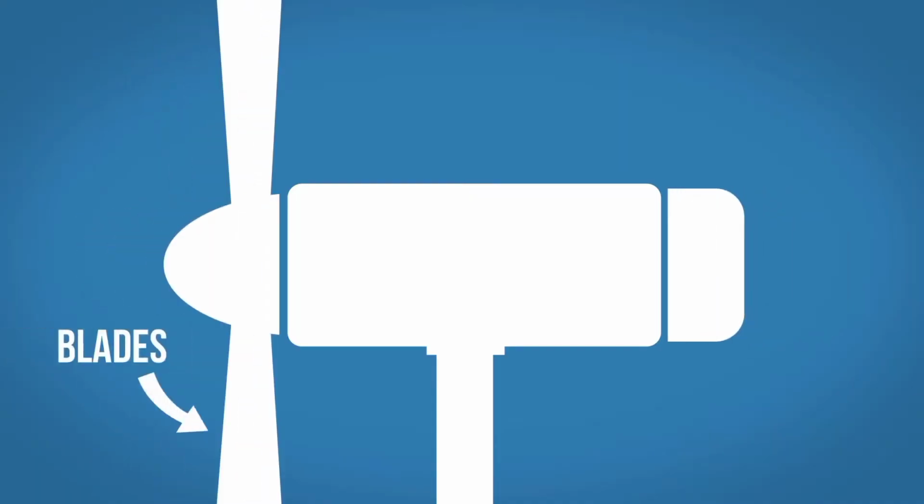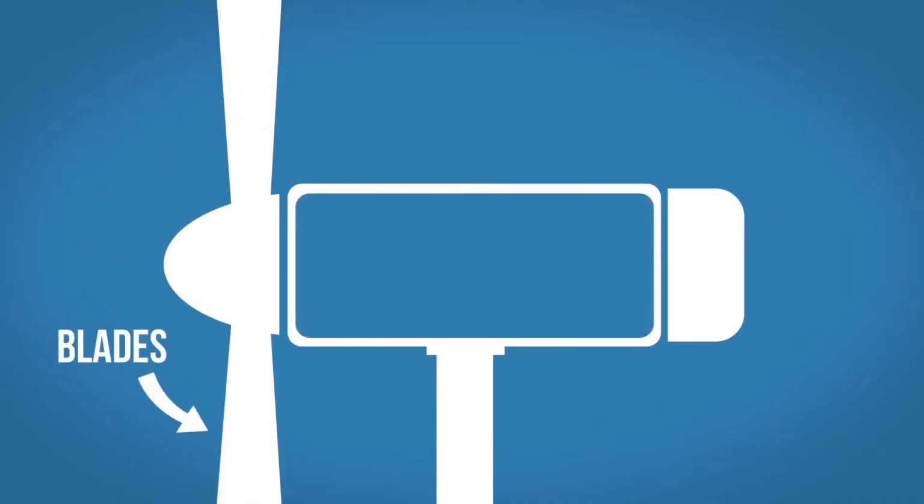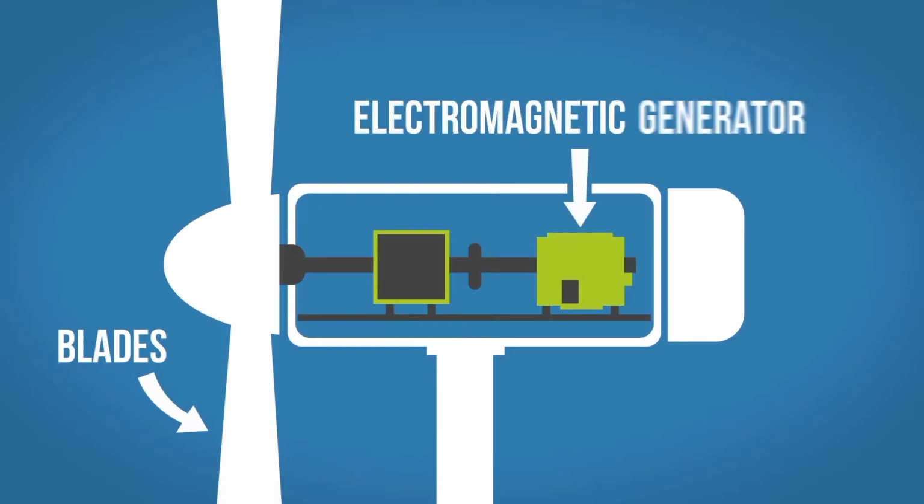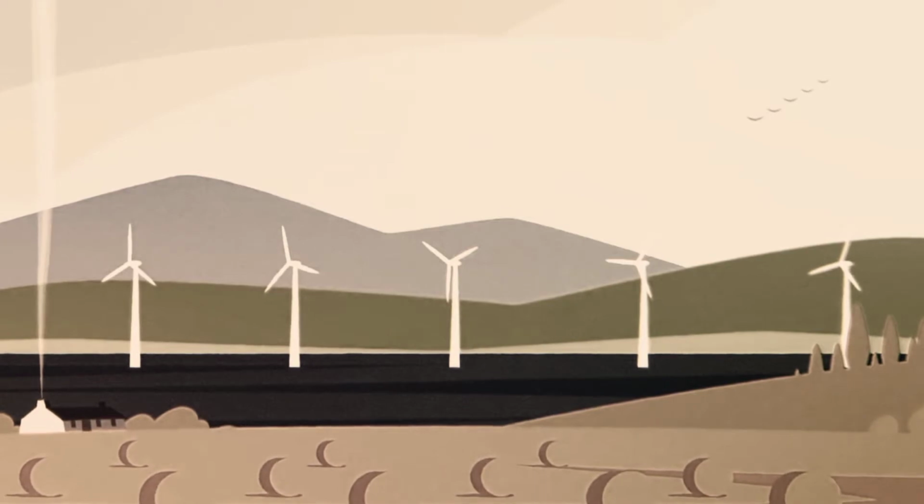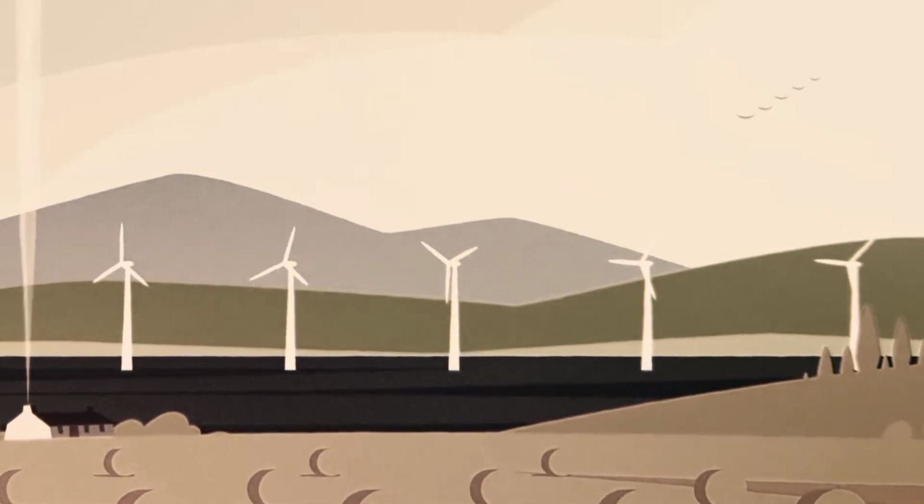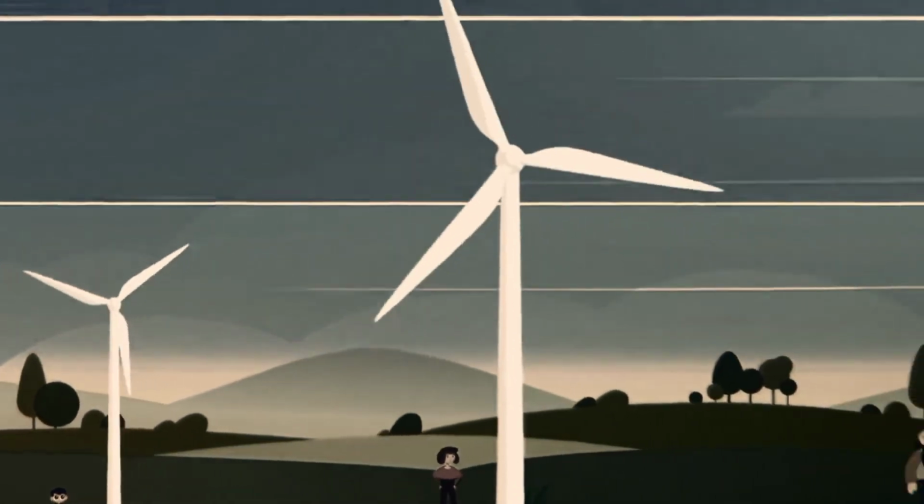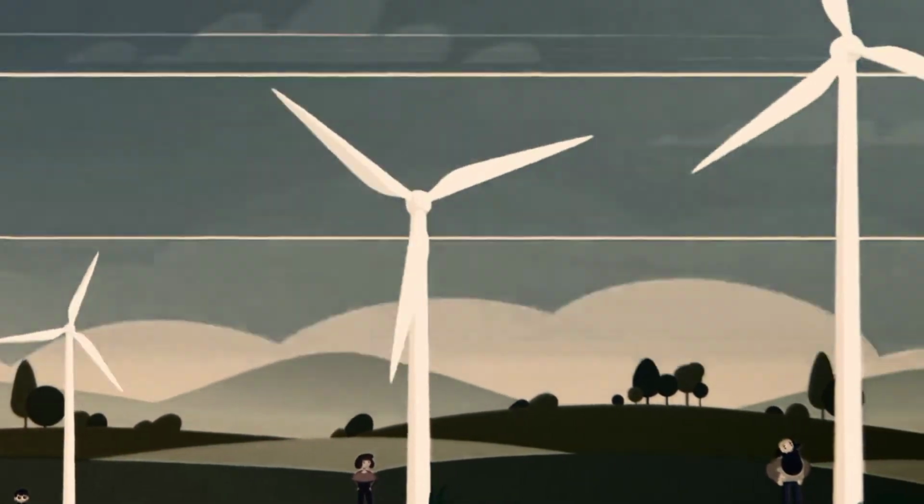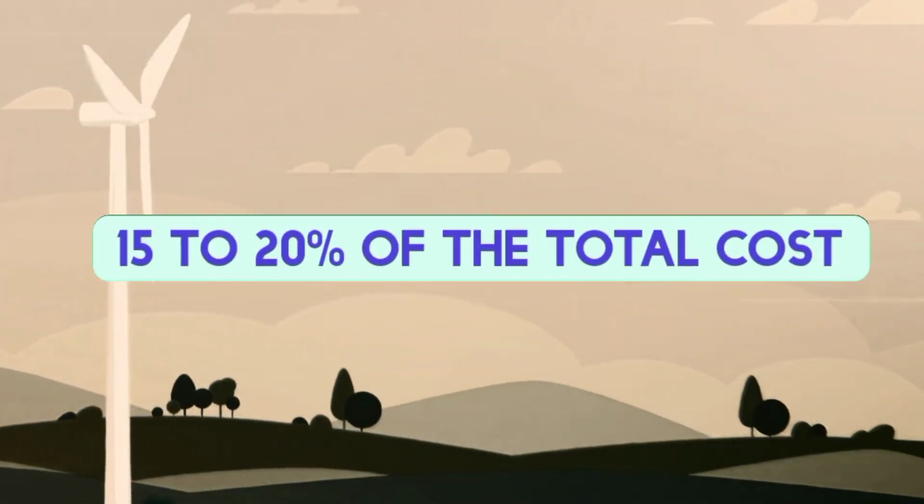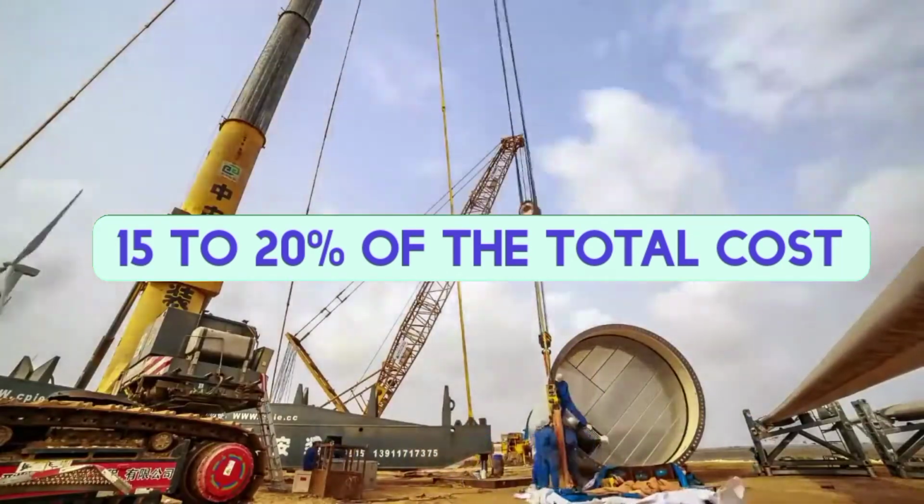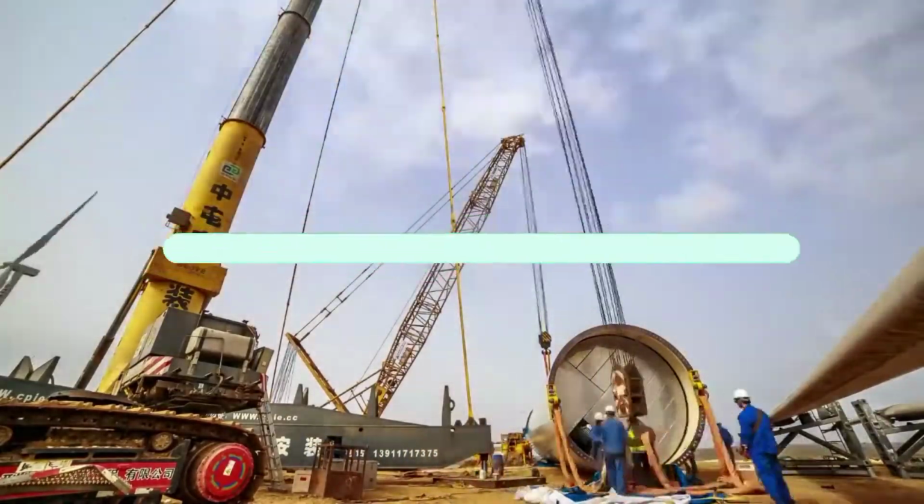This turbine is further connected to a gearbox, which sends the energy to the generator and converts it into electricity. This converted electricity travels to a transformer where voltage levels are adjusted and matched with the grid. Depending on the turbine size, this may require the use of a crane. It only accounts for 15 to 20% of the total cost, which includes the manufacturing, transportation, and selection process.